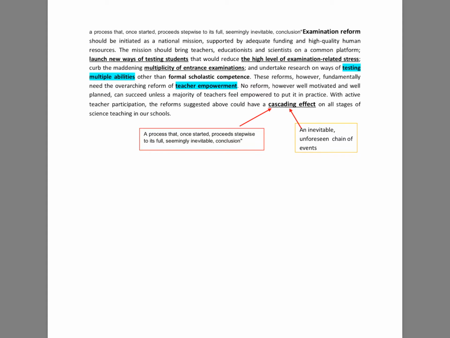The success, the values about science education that have been enshrined in the Constitution of India, that will be fulfilled.